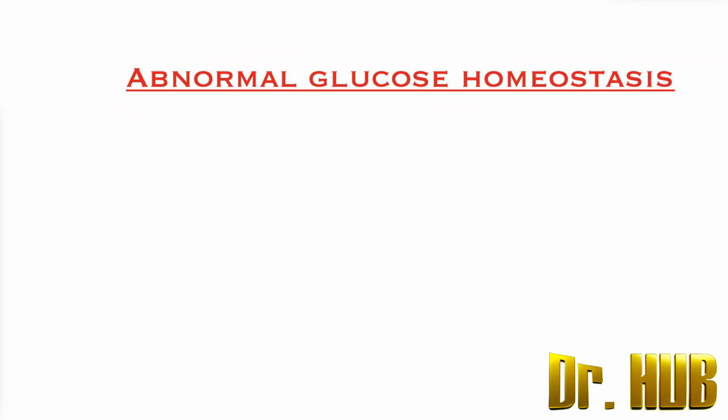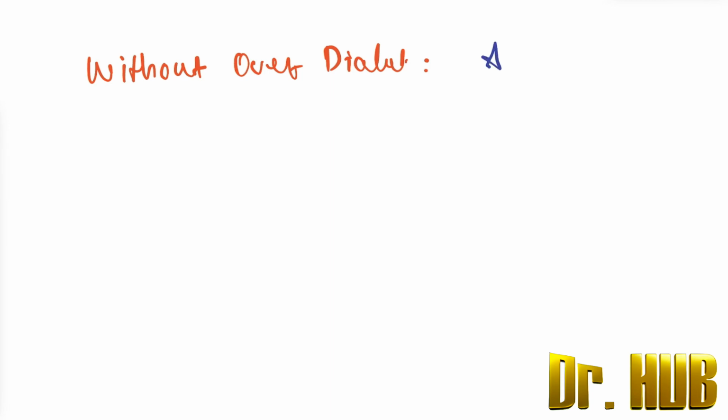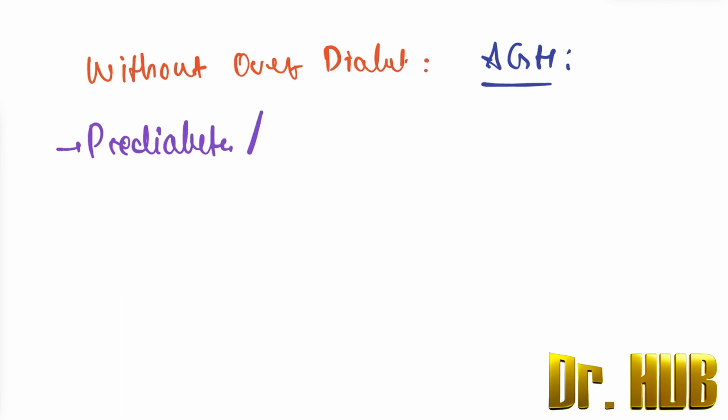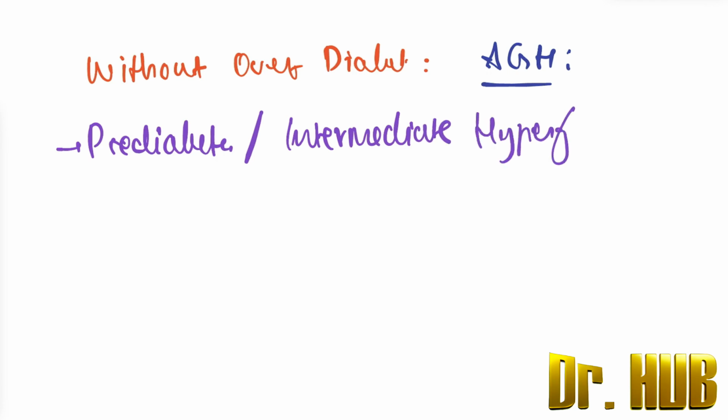Abnormal glucose homeostasis. Individuals without overt diabetes can have abnormal glucose homeostasis, and it is also called pre-diabetes or intermediate hyperglycemia.